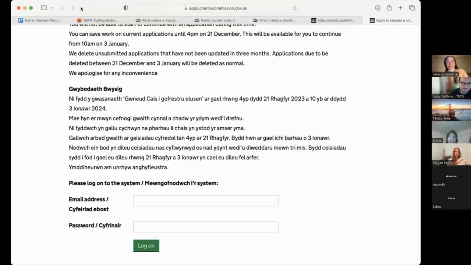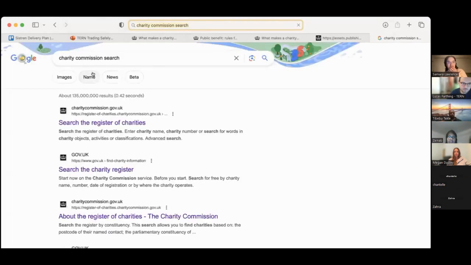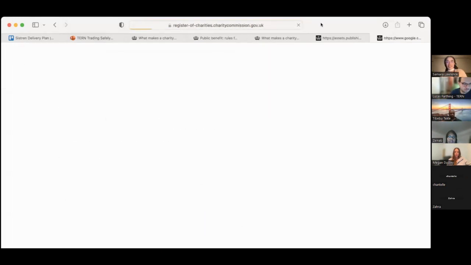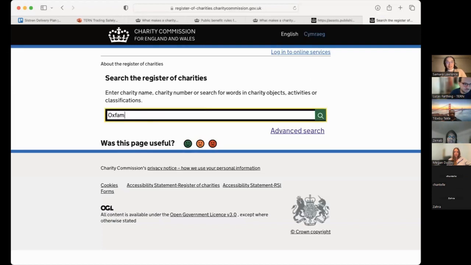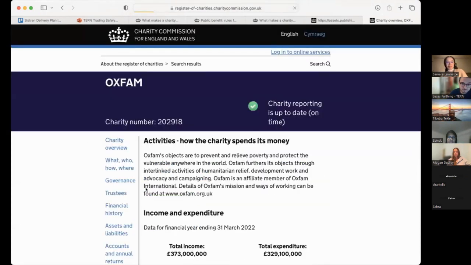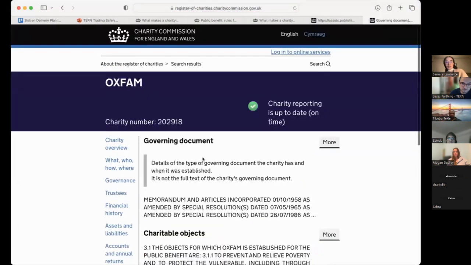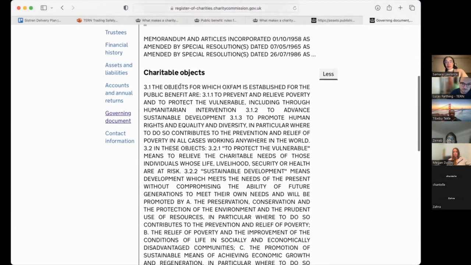Okay. Let's see if I can do this. So if you go to the Charity Commission and then search, you can search the register of charities, and I'm just going to put in Oxfam for ease. You can see how much they earn, their income. You can go on their page, go on governing document, and then you can see what their charitable objects are.